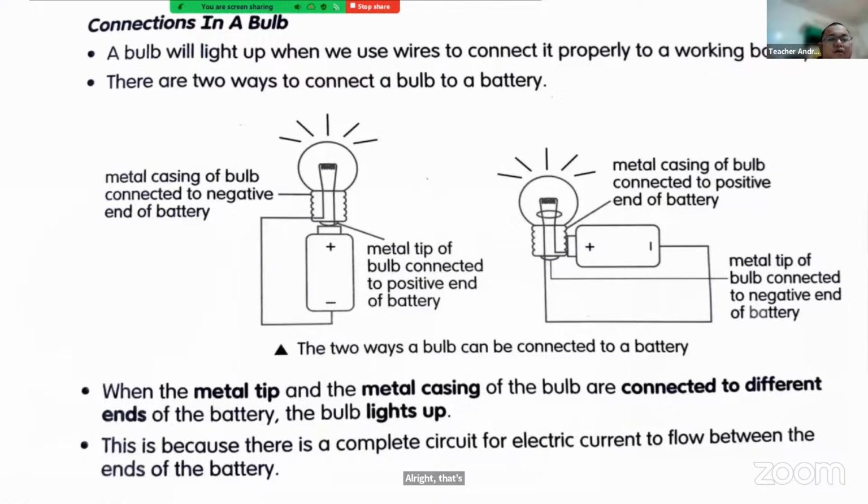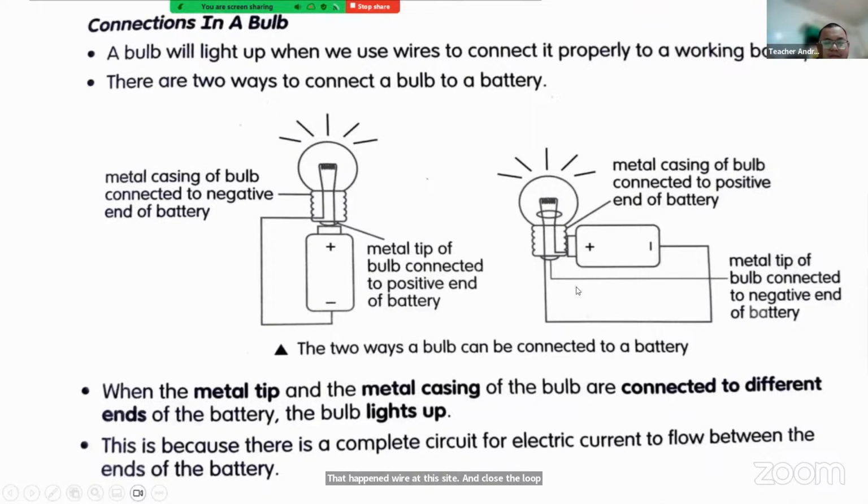So, how do we connect? A light bulb will light up when we use wires to connect it properly to a working battery. The key words here are a working battery. So if you were to put in a battery that's dead or spoiled, the light bulb will not light up. There are two ways to connect a bulb to a battery. Number one, the first one here, where I put the tip at the plus sign, then I put a wire at this side and close the loop here.